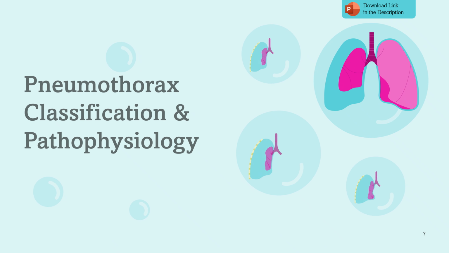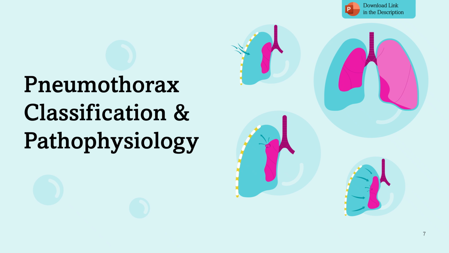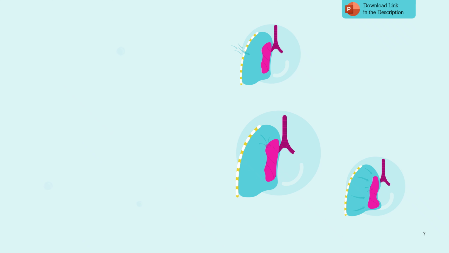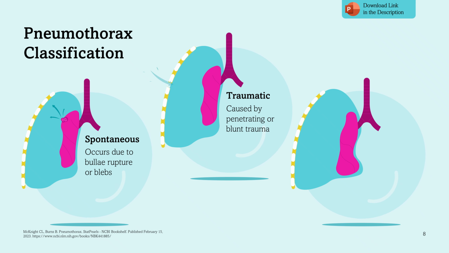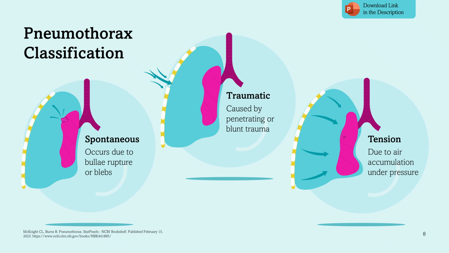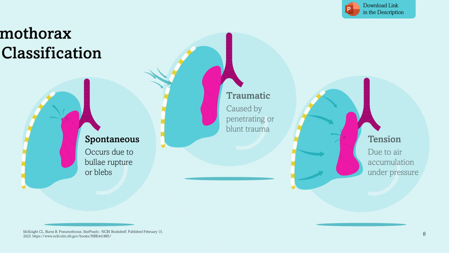Clinically classified into three main types, the next section will cover those three types and their pathophysiology. The first type is spontaneous pneumothorax, which occurs due to the rupture of pulmonary blebs or bullae. Next, traumatic pneumothorax results from penetrating or blunt chest injuries. Last is tension pneumothorax, which develops when air accumulates under pressure in the pleural space, creating a life-threatening emergency requiring immediate intervention.